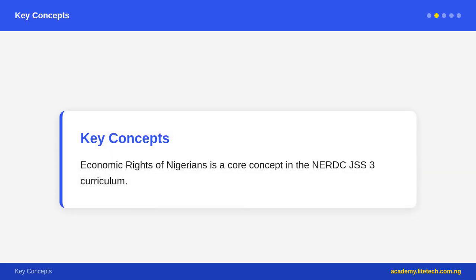Economic rights under international law. Nigeria has ratified the International Covenant on Economic, Social and Cultural Rights, ICESCR, adopted by the UN in 1966. Key rights under ICESCR. Right to work: everyone has the right to work and to just and favorable conditions of work. Right to fair wages: workers have the right to equal pay for equal work. Right to social security: right to social insurance and assistance. Right to an adequate standard of living, including adequate food, clothing, and housing. Right to health, the highest attainable standard of physical and mental health. Right to education: free compulsory primary education, secondary and higher education progressively free.